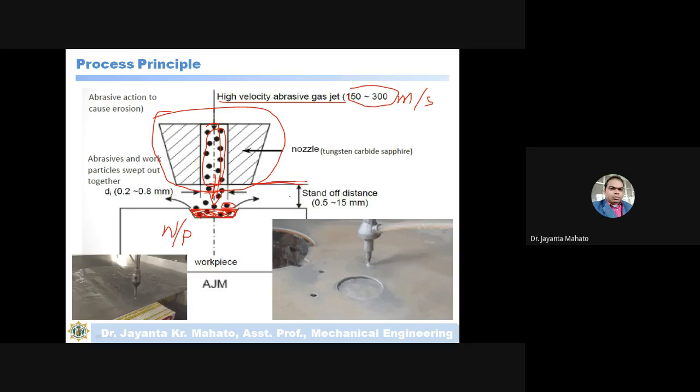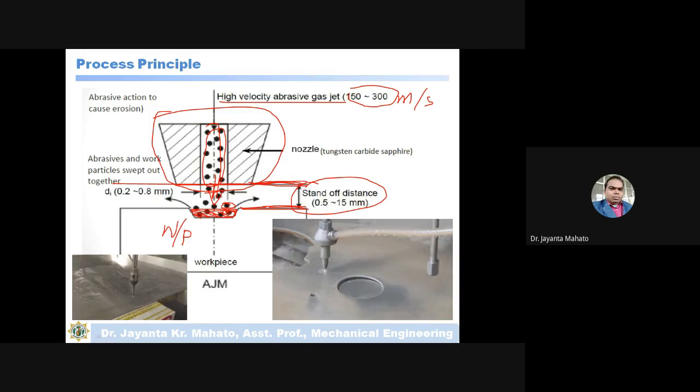Okay, so abrasive and gas particles sweep out together, and this distance is actually called the standoff distance. Standoff distance means the distance between the surface of the workpiece and the nozzle tip. So from the tip of the nozzle to the surface of the workpiece, at how much distance I am impinging the abrasive particles, this is called the standoff distance. Means the nozzle does not directly touch, it is at some distance. See, the white color shown is the mixture of abrasive particles and gas, either gas or water. Okay, clear? Yes, sir.